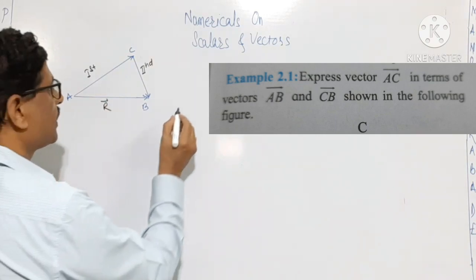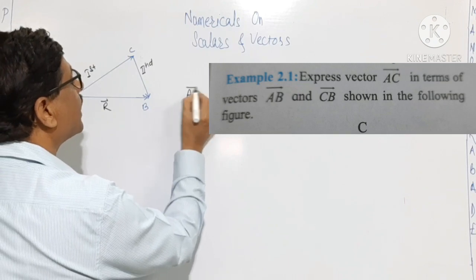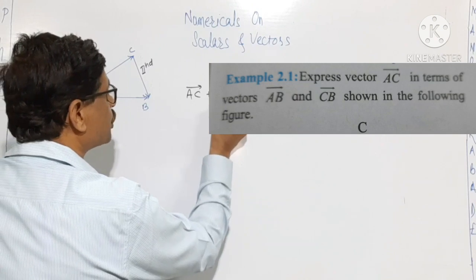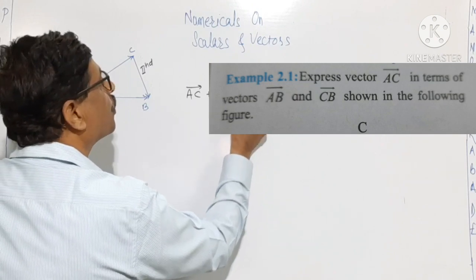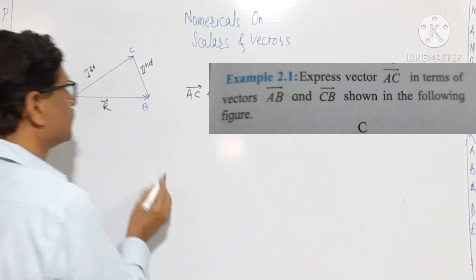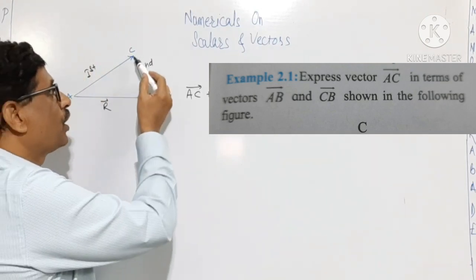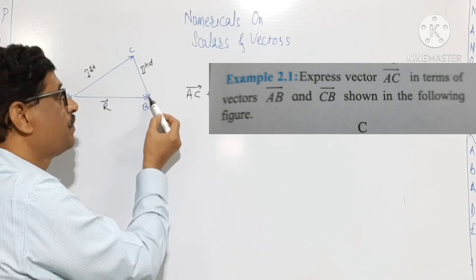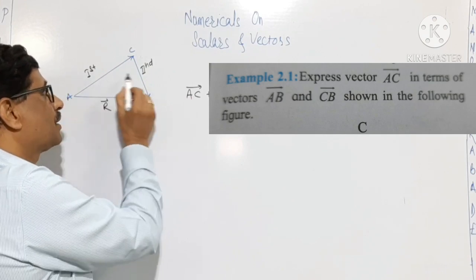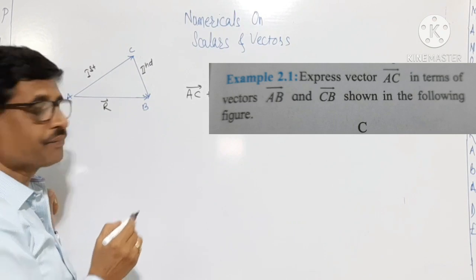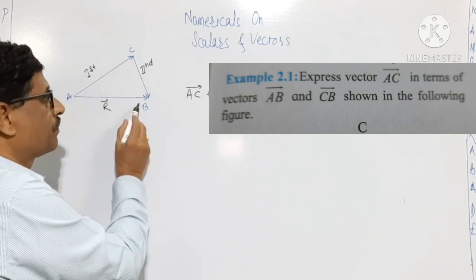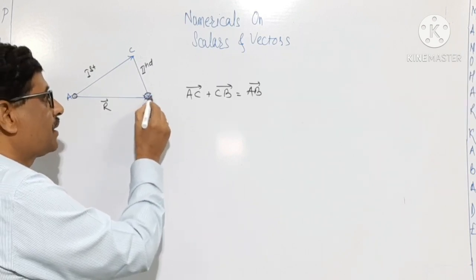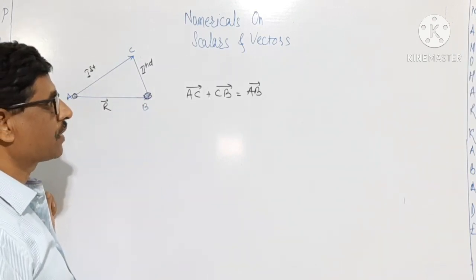मग आपल्याला काय लिहिता येईल, वेक्टर AC बाय ट्रायंगल लॉ ऑफ वेक्टर ॲडिशन, vector AC plus vector CB is equal to vector AB, because from the end point of vector AC the second vector will start, CB. Then if these two are the two sides of triangle taken in order, then the resultant will be AB, which starts from initial point of first vector and ends at the end point of the second vector.